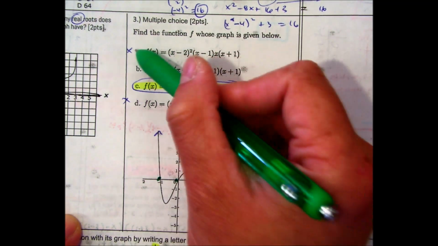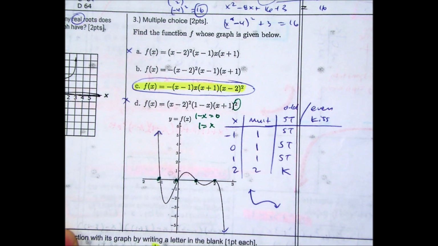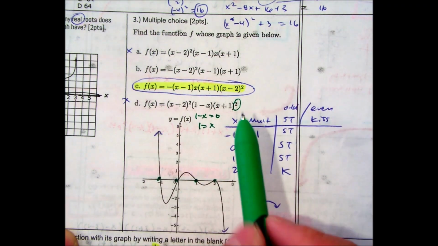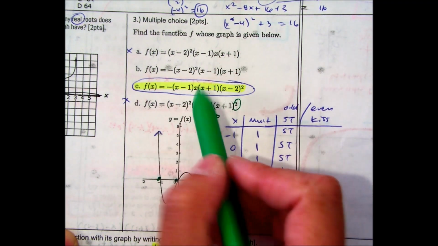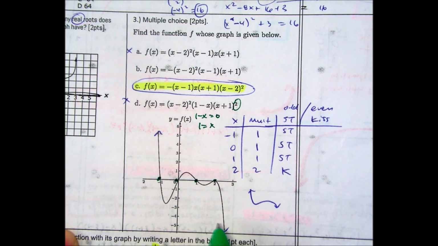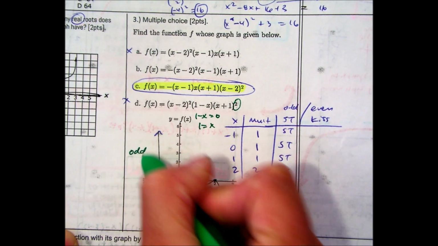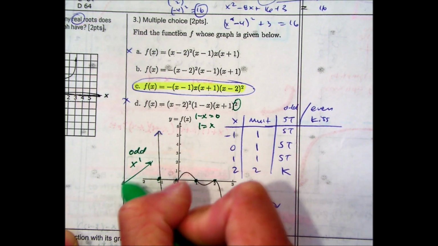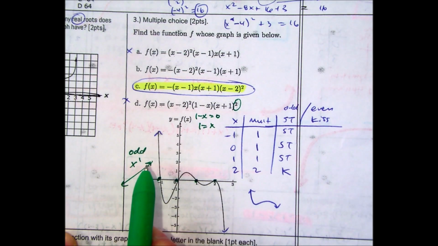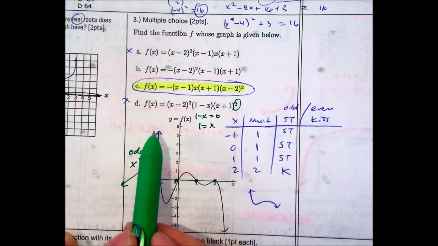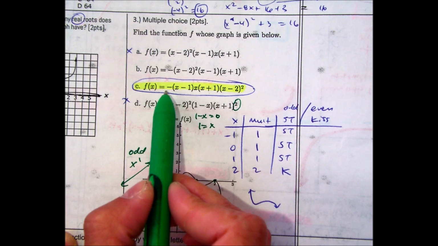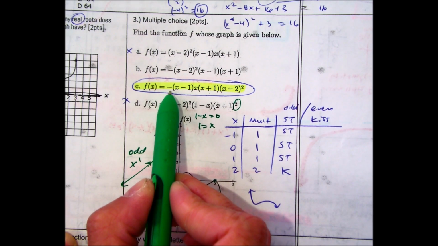But the only difference between A and C is it's what? Positive. It's the end behavior. Because if you multiplied all of these together, you know this graph is an odd, but all odds, like x to the first, start down and up. And this one's reversed, which means you have to change the leading coefficient. And that's why it's C.